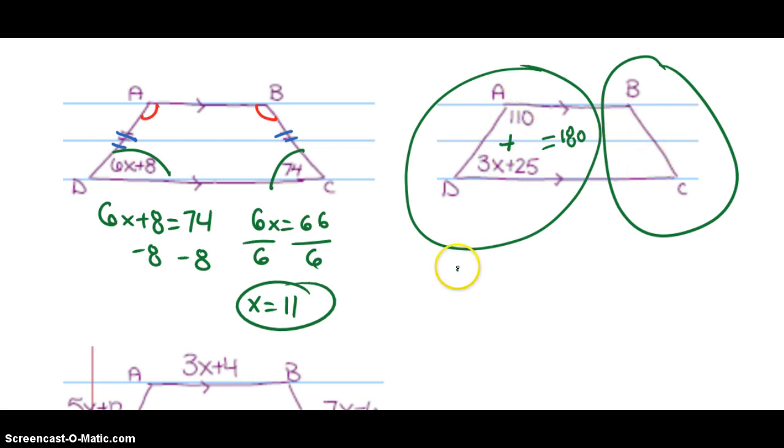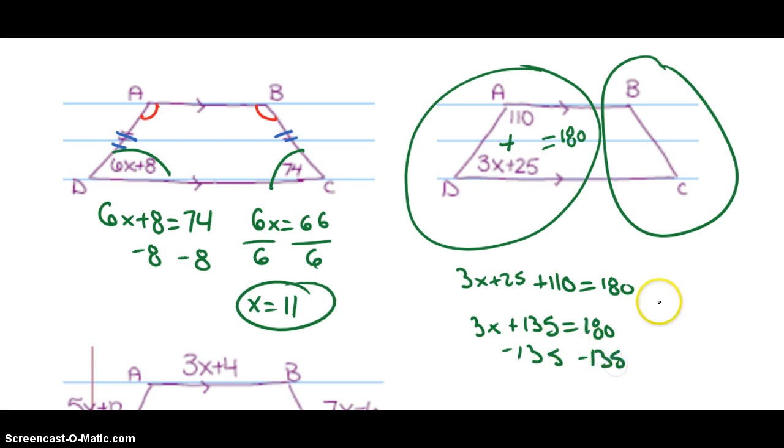So again, we're going to take 3x plus 25, add that with the 110 and set that equal to 180 this time. So this is then giving us 3x plus 135 equals 180. We're going to subtract that 135, subtract that 135, and now you've got 3x equals 45, where when we divide by 3, x equals 15.